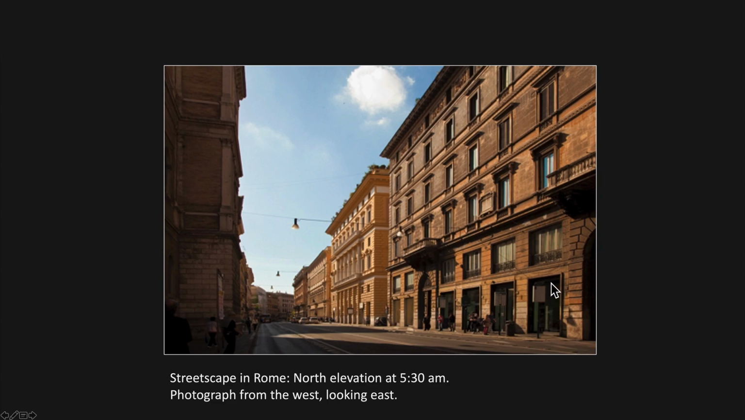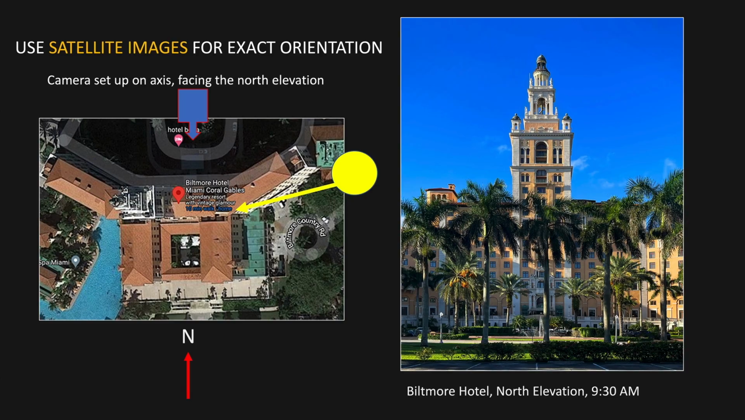Here's a streetscape in Rome. The sun is rising over here. I'm standing here looking this way. The sun is not out far enough to flare my lens. The sun is on the north elevation. These are the west elevations, and you can see they're in shadow. So I get a lot of light to dark, light to dark, light to dark.